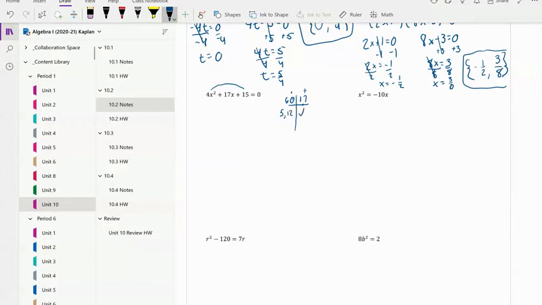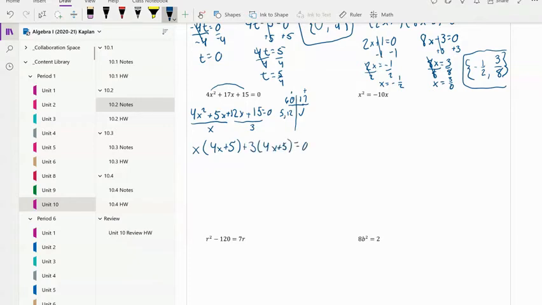5 and 12. Okay, so remember when you do this, that means you keep that first term the same. So 4x squared plus 5x plus 12x. We break that 17x down into our two numbers we just said, plus 15 equals 0. And then we group. From the first two terms, I'm going to pull out an x. So that's going to leave me with x times 4x plus 5. And then from our next two terms, I'm going to pull out a 3. So plus 3 times 4x plus 5.